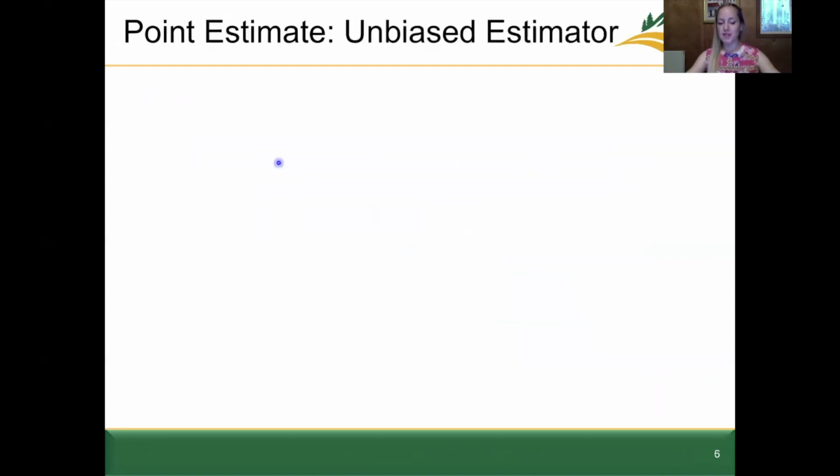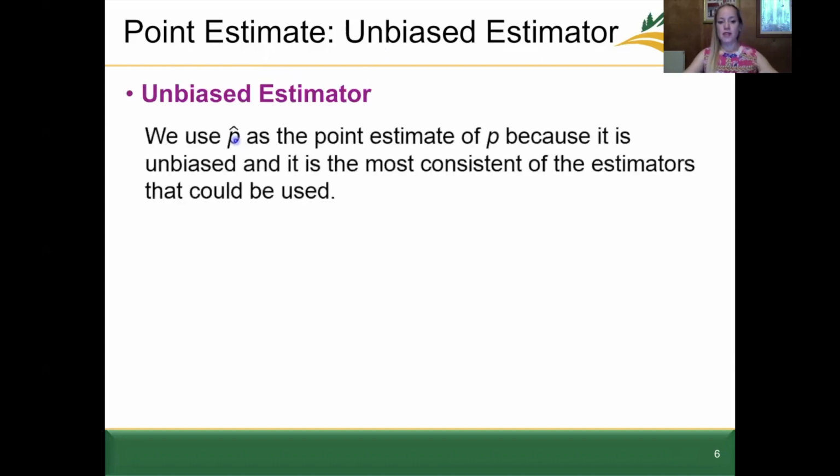Now, we've also previously talked a lot about unbiased and biased estimators. So it turns out that getting a point estimate is intended to be an unbiased estimator. More on this: if we use p-hat as the point estimate of lowercase p, where this is of the population and this is of the sample, this p-hat value is going to be unbiased, and it will be the most consistent of the estimators that could be used.